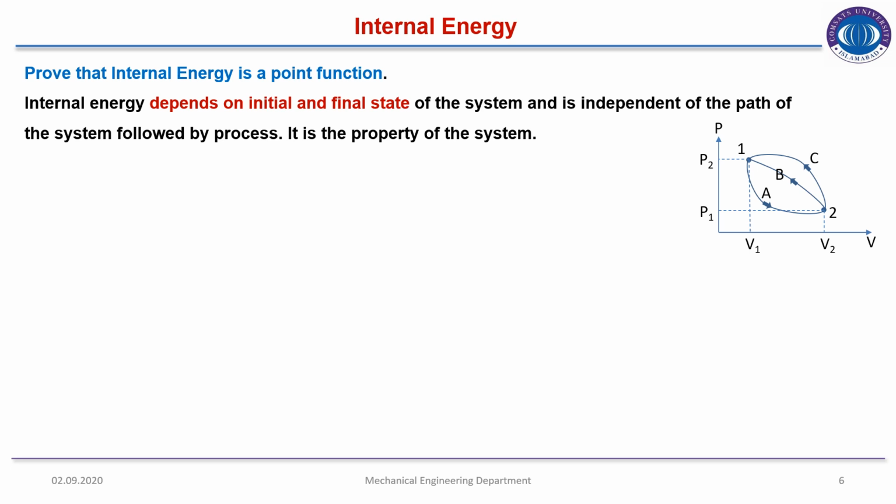So here is a proof that is usually asked in the examination: prove that internal energy is a point function. We have previously studied there are two types, point function and path function. So here we have to prove that internal energy is a point function. Internal energy depends on initial and final state of the system, and it is independent of the path followed by the process. It is the property of the system.